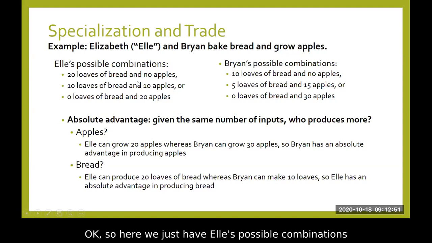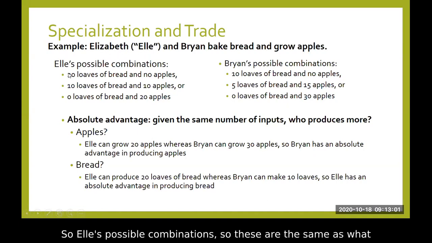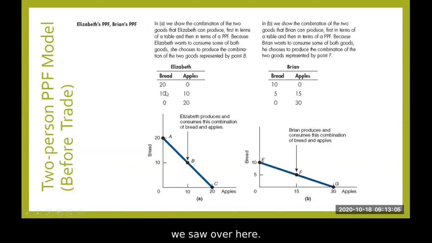Okay, so here we just have L's possible combinations rewritten. So for simplicity, we're just calling Elizabeth L. So L's possible combinations are the same as what we saw over here.